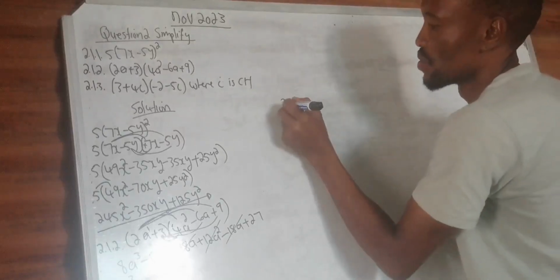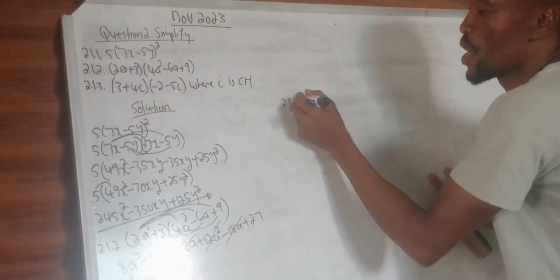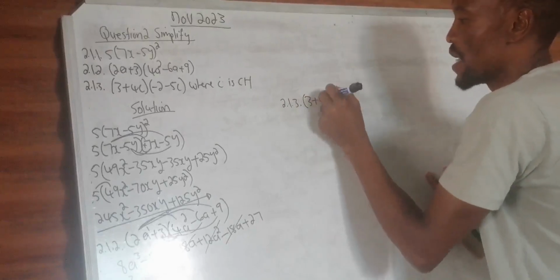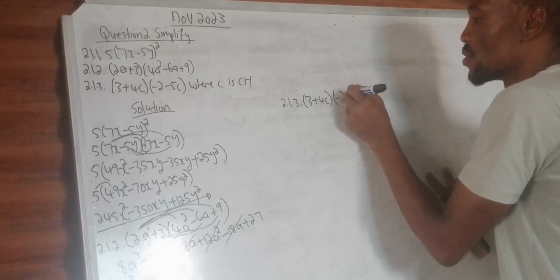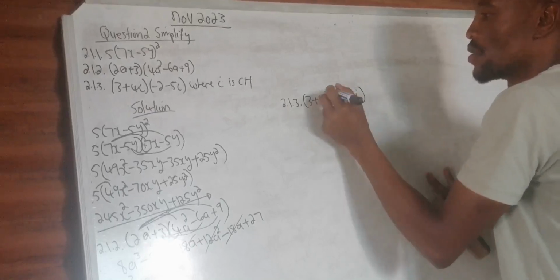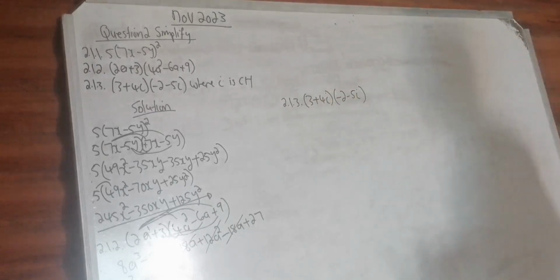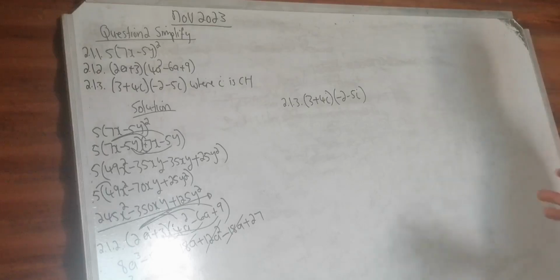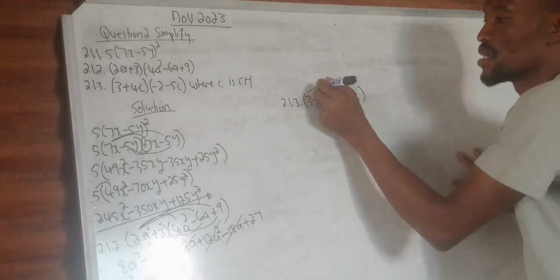2.1.3. It is 3 plus 4i multiplied by negative 2 minus 5i, the complex numbers. The question paper, finally, is grade 10 level. Now how do we solve a complex number? The same way, we remove the brackets by multiplication.